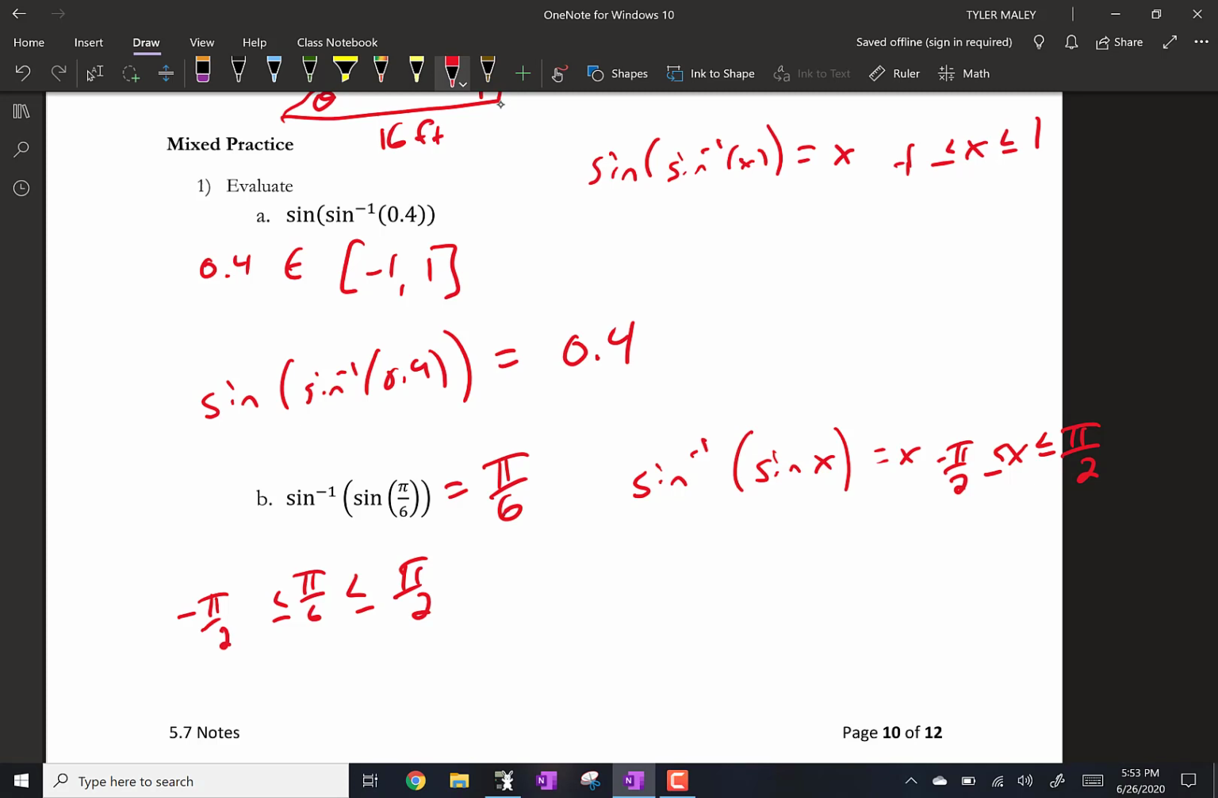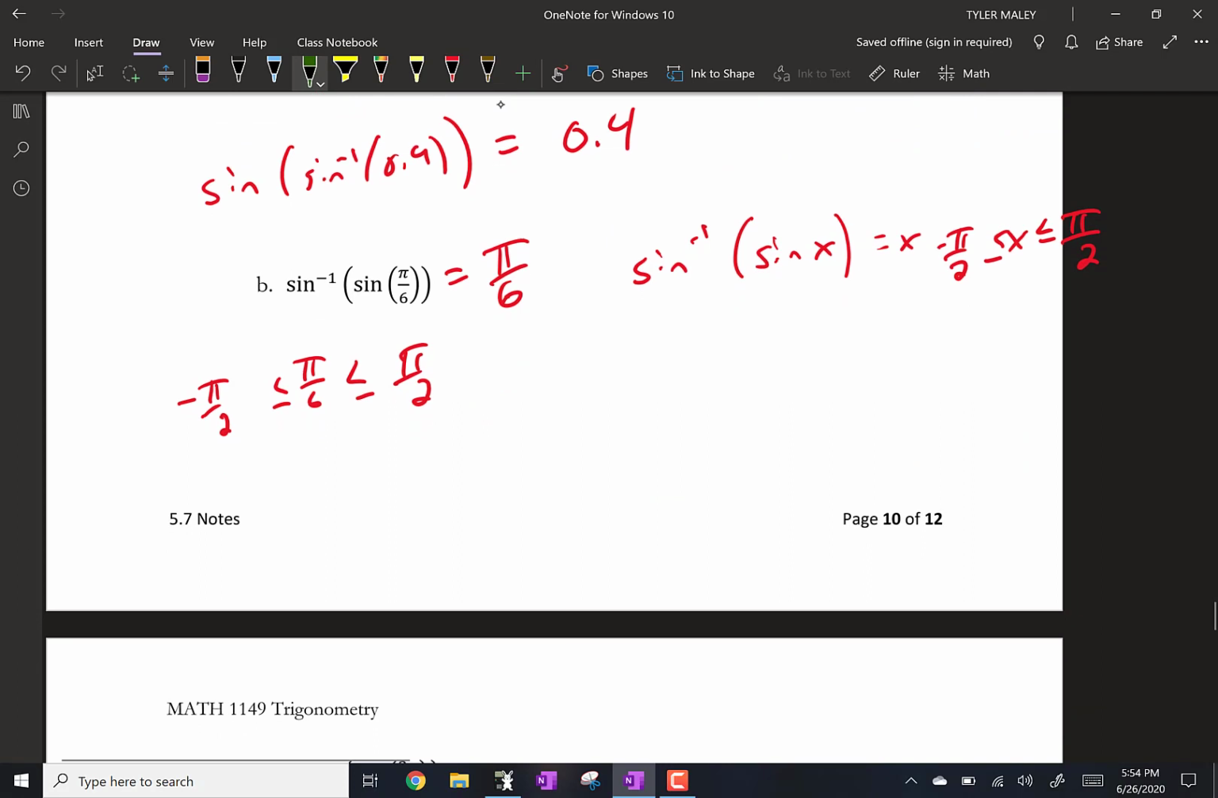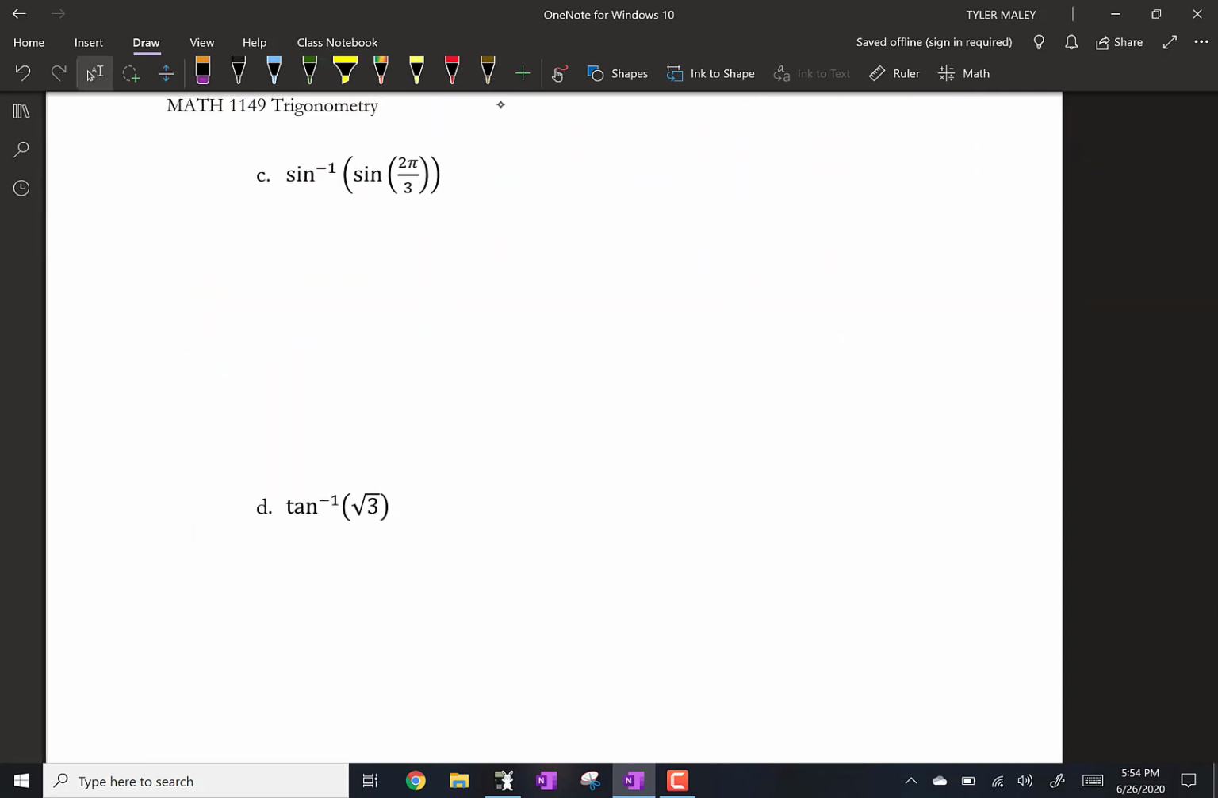But don't forget, if we had something like sine of inverse sine of 2.4, this is going to be undefined, because 2.4 is not in between -1 and 1. Just as an example of that, we looked at one earlier.